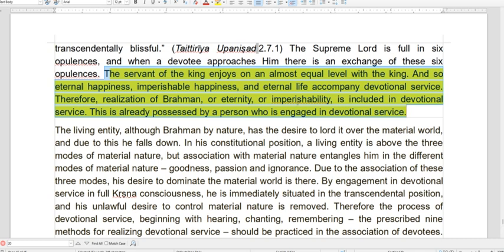Therefore, realization of Brahman, or eternity or imperishability, is included in devotional service. See, this Brahma Jyoti is eternality. There is no destruction. This is what Brahman is. Now, when we are in devotional service, we get it, and we get one more thing out of it, that is happiness. In Brahman we get peace. We may not get happiness, but we will get peace. But here in service to the Lord, we'll get bliss. That is happiness. Pure happiness we'll get.